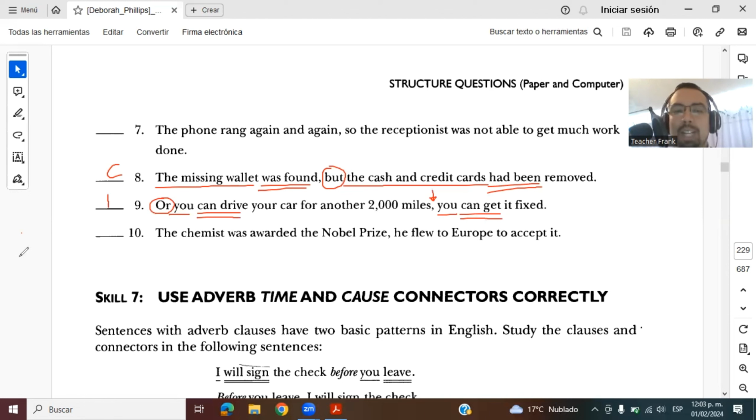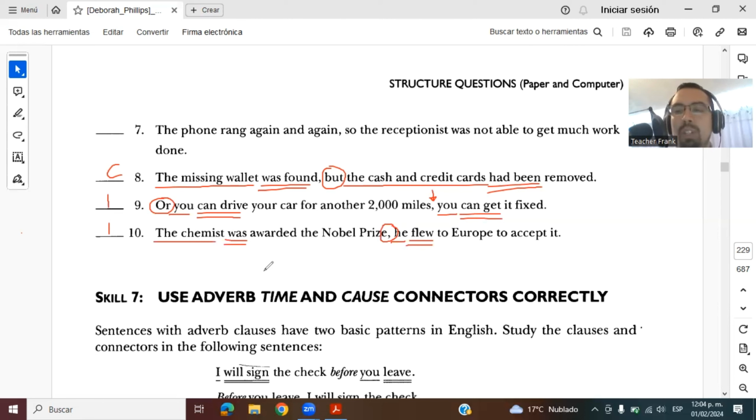And finally, let's look at number 10. "The chemist was awarded the Nobel Prize. He flew to Europe to accept it." "Was awarded" is my verb structure here. Who or what was awarded? The chemist. "Flew" is the other verb, right? Second verb. Who or what flew? He. But you guessed it, it's incorrect because we don't have the connector, right? It could be "so he flew to Europe to accept it," or "and he flew to Europe to accept it," right? So some type of connector there is necessary.